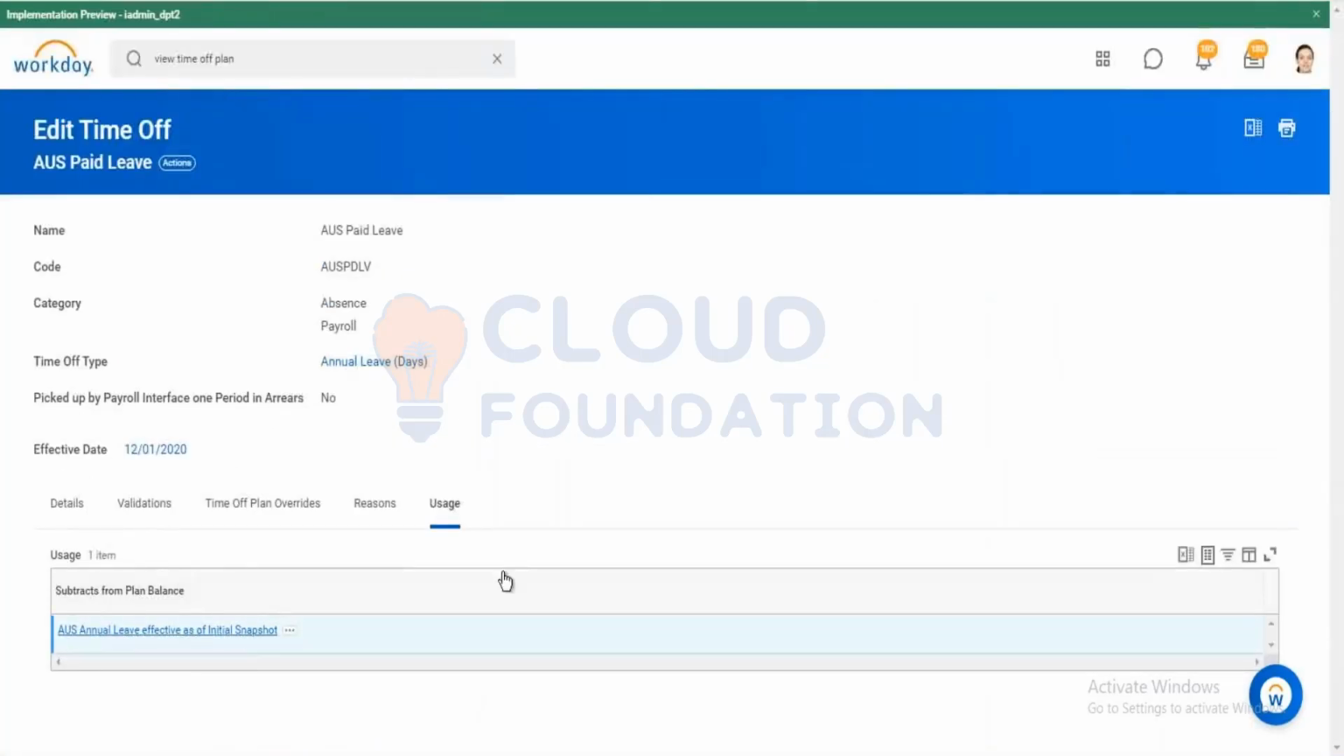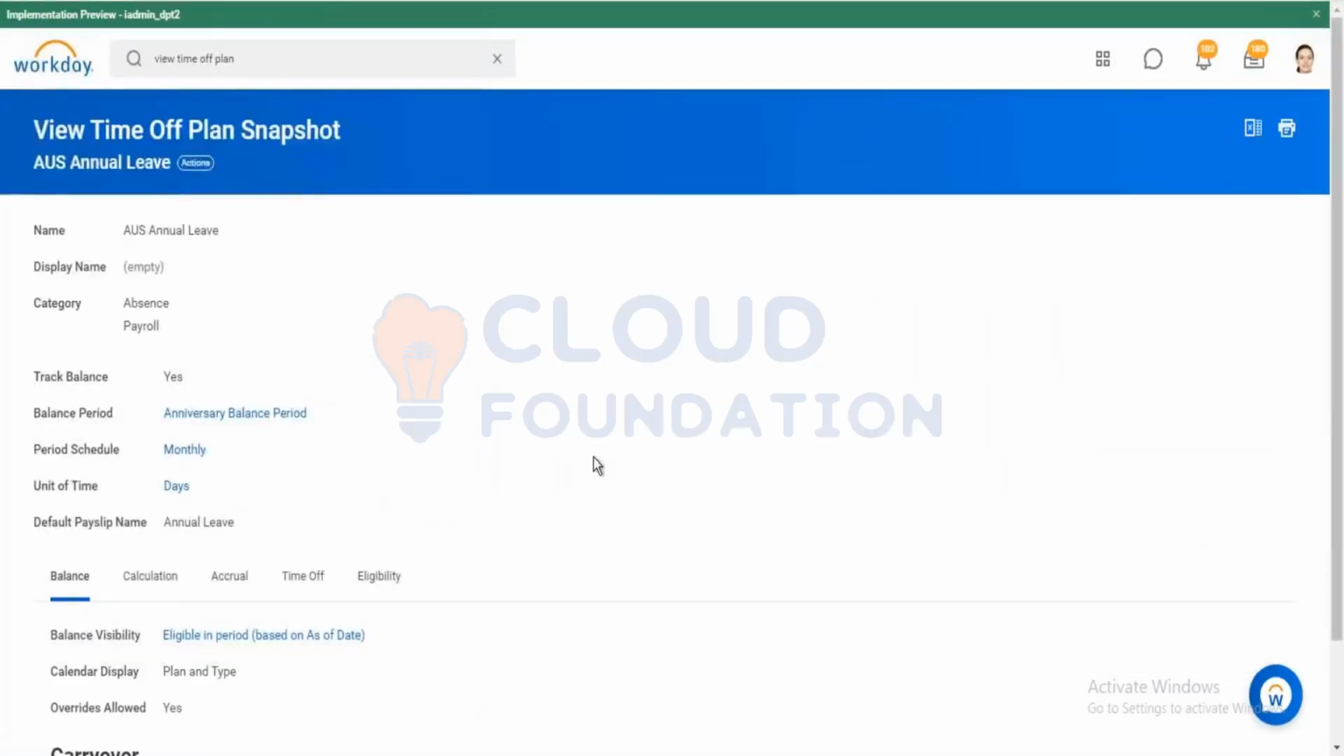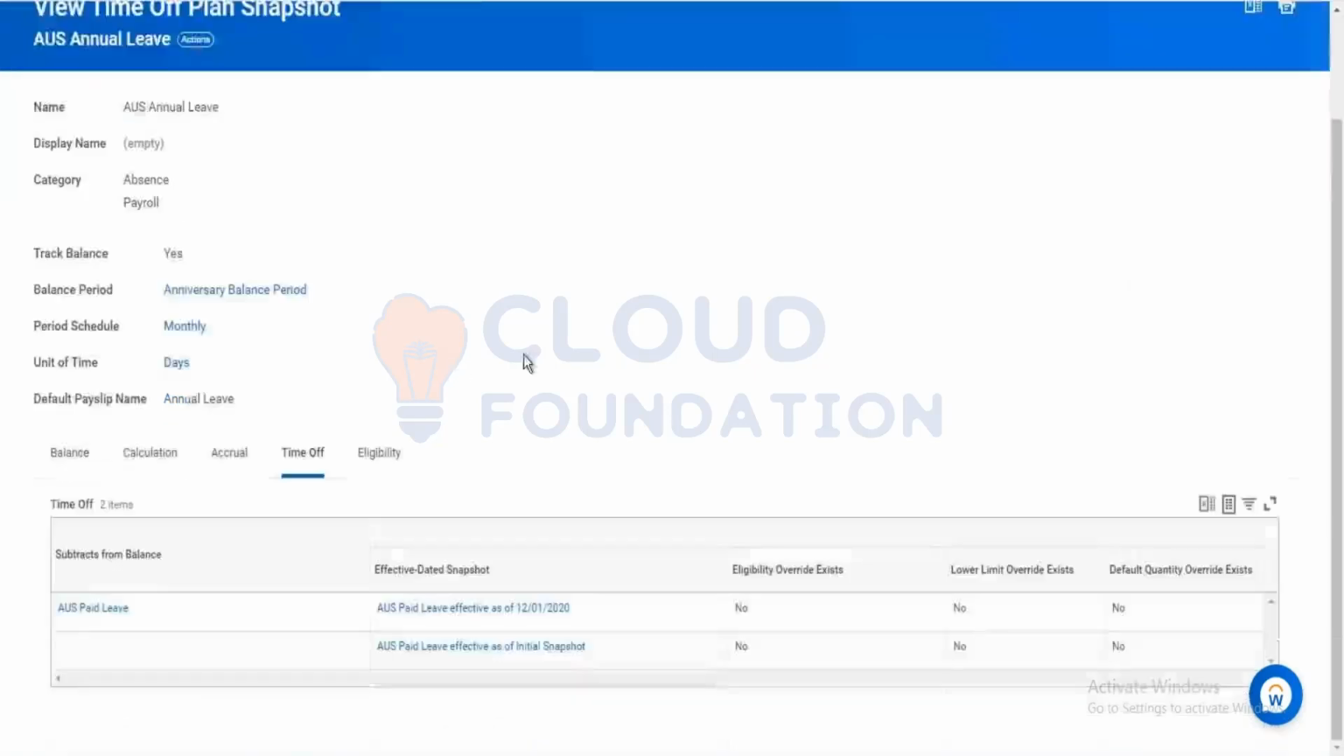Once you get a requirement from the customer, understand the concept. Once you get the requirement from the customer that I have an Australia time off plan, I want to make it TOTO. Rather than using the absence calendar, I want to use it through the time off calendar, time tracking. So you will open the time off plan. You will go to the time off section. Click time off. Subtracts from balance. You click over here.